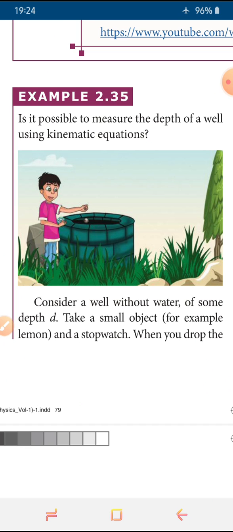One boy is standing here and he is throwing a stone. He is having a stop clock with him.